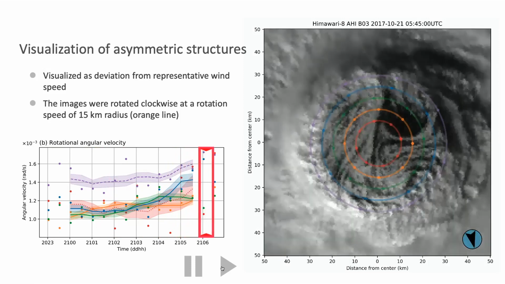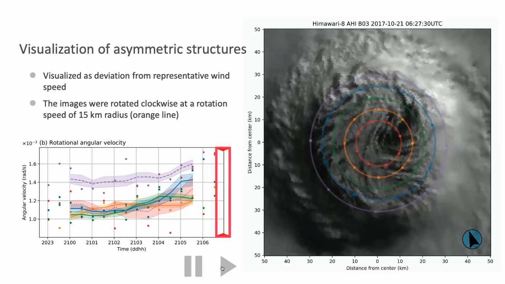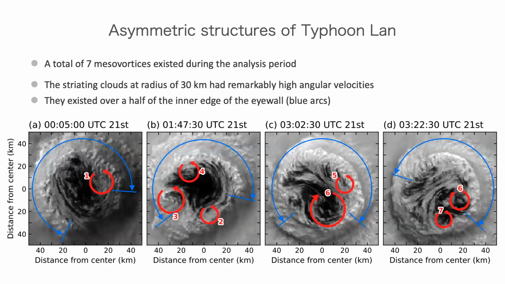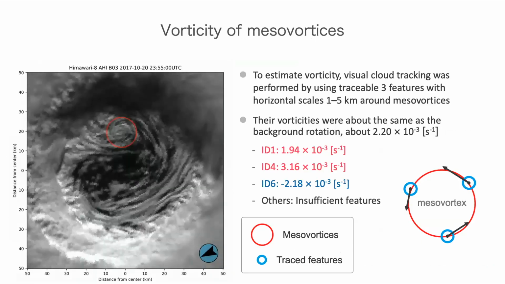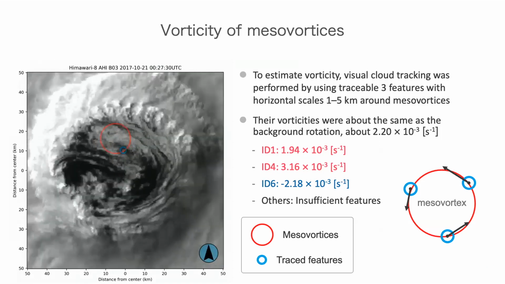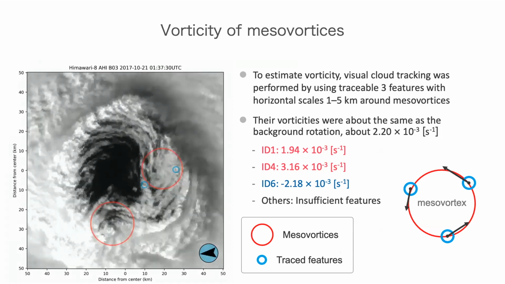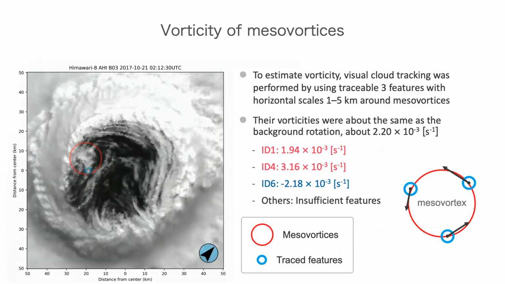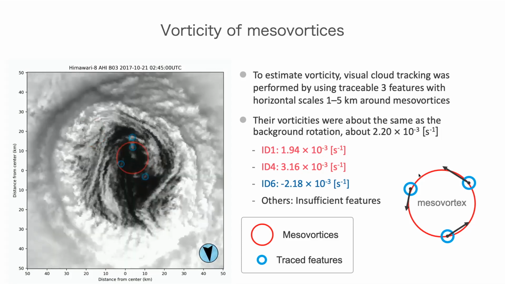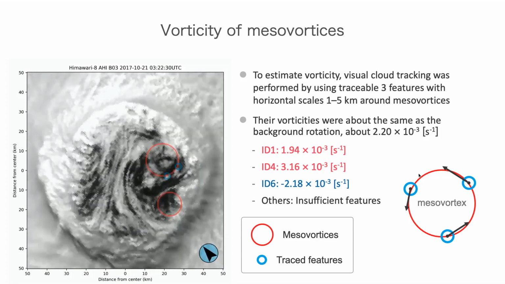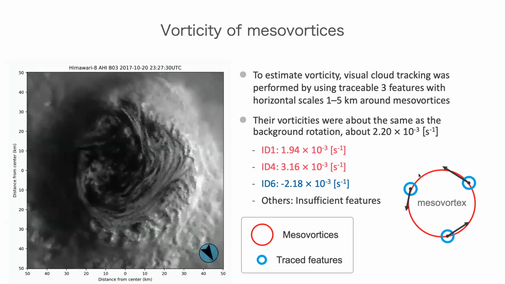I hope you can rewind the video and watch it a few times. From the previous animation, a total of 7 mesovortices and straight-line clouds were seen. The red arrows indicate mesovortices and the blue arcs indicate straight-line clouds. To estimate vorticity of mesovortices, visual cloud tracking was performed by using traceable features. Their vorticities were about the same as the background rotation, like this. The red circle shows the location of the mesovortices, and the blue circle shows the traced features.